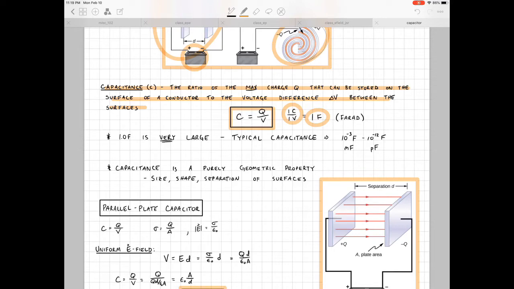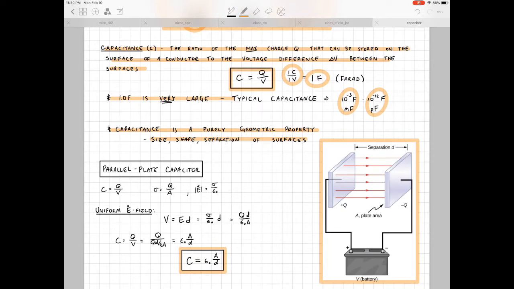So a few things to note. The farad is very large. Typically our capacitance values are going to be in the microfarad and sometimes all the way down to the picofarad values. And also, capacitance is a purely geometrical property. What do I mean by that? I mean the capacitance is entirely determined by the size, the shape, and the separation of the surfaces. So the geometry of the conducting surfaces is essentially what sets the capacitance.